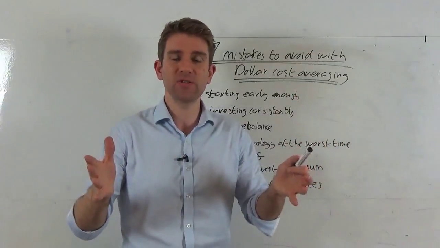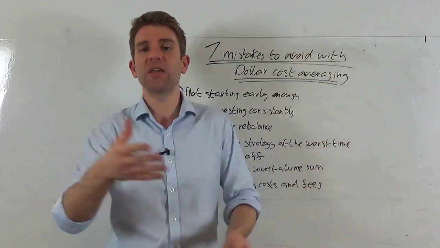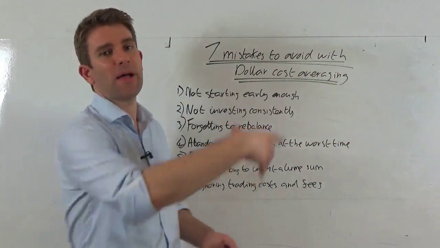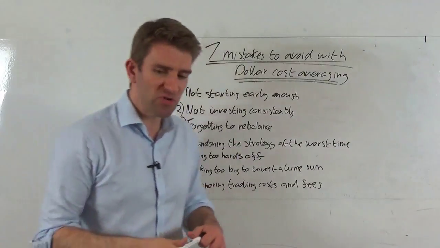Do it in a short space of time, not so short that you ruin the whole point of dollar cost averaging, but not so long that it takes you forever to get into the market. And by that time, you can have multiple cycles back and forth. Okay, number 7: ignoring trading costs and fees.